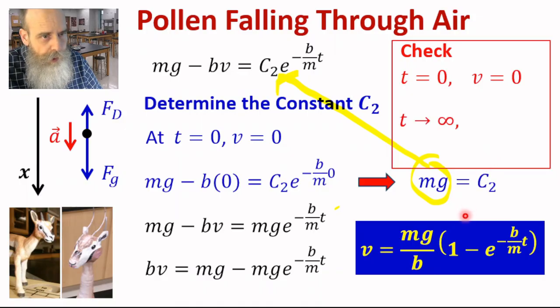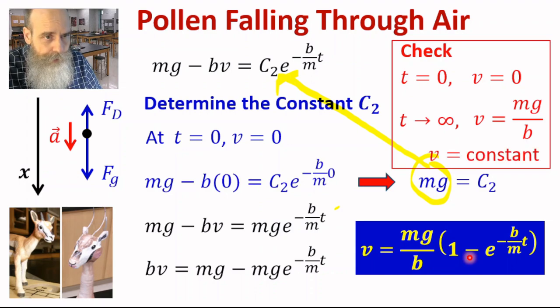Now let's look at when t goes to infinity. When t goes to infinity, the exponential function becomes e to the negative infinity, which is 0. So this is 1 minus 0, and so v is mg over b. That is a constant. It doesn't depend on time. And after a long time, we expect v to become a constant equal to the terminal velocity. So our equation makes sense.